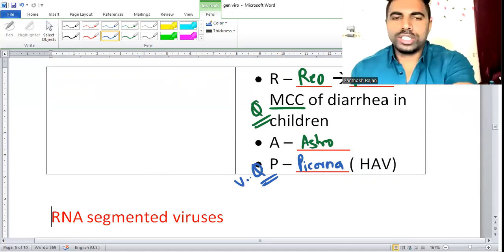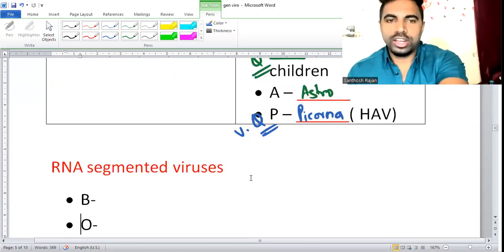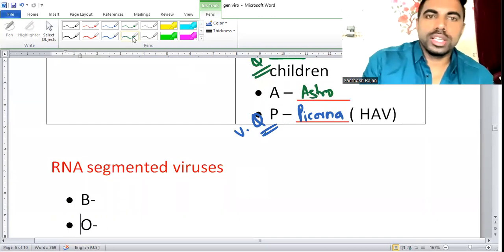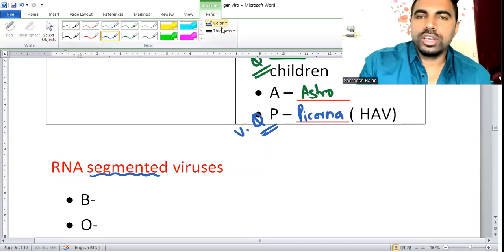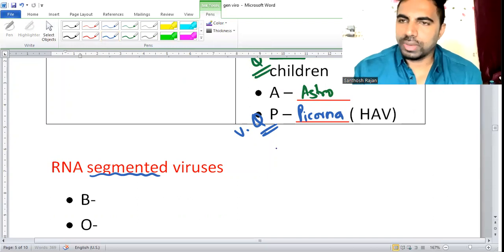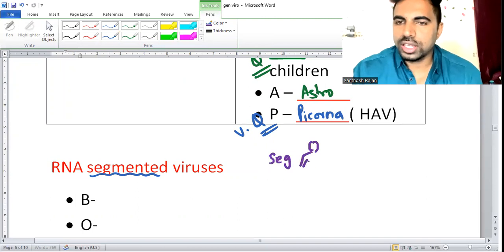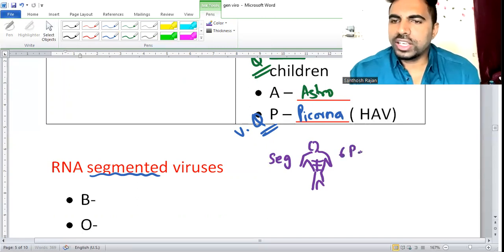Now let's go to segmented viruses. RNA viruses have segmented and non-segmented types. DNA, RNA naked is finished. Now, RNA viruses also have segmented ones. How to remember the segmented viruses? Is it difficult? No, it's very easy. Segmented means six packs. Whose six pack? Anyone who goes to the gym usually gets a 6-pack, 7-pack, 10-pack. I don't know how many packs they get. So yes, a six-pack. Whose six-pack is it?